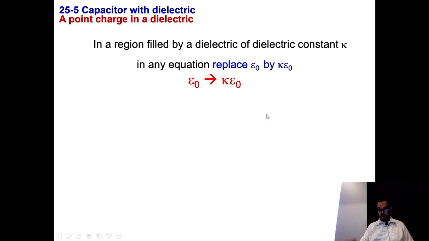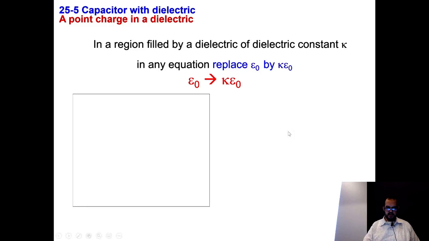In all of the previous equations we have seen, in order to handle dielectric materials other than air or vacuum, whenever you have epsilon, which almost all of the equations we had before had, you have to multiply it by kappa.